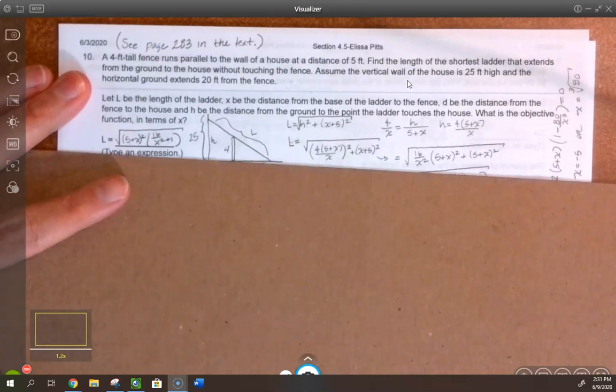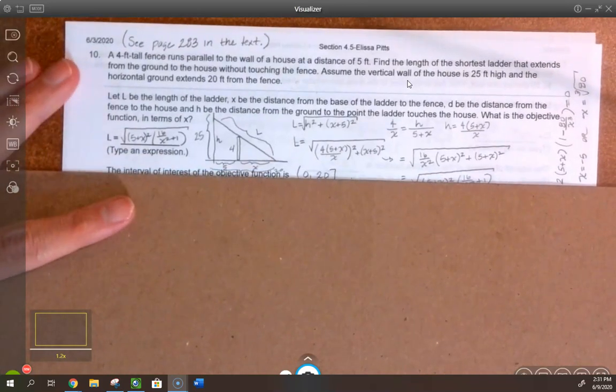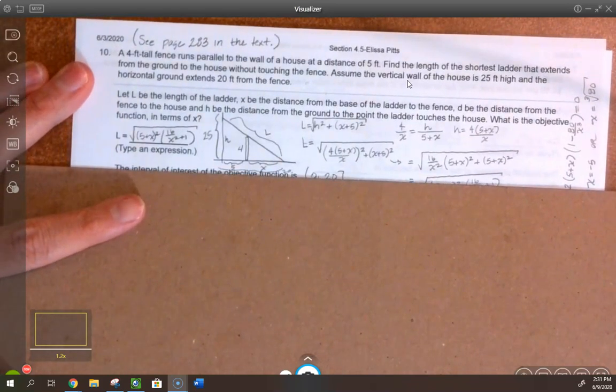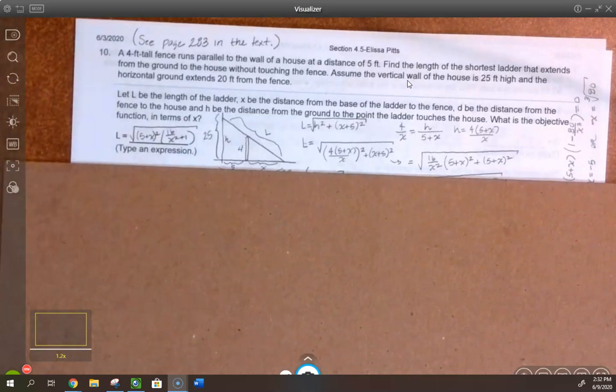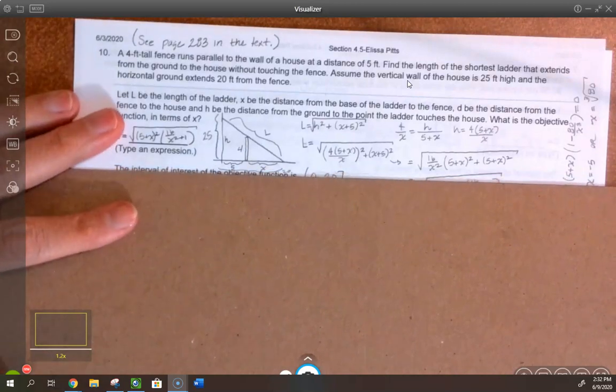So I think this is hard to draw because I just think it's a little bit hard to follow. Maybe you can follow it fine. They tell us let L be the length of the ladder. So L, I tried to draw a picture there. X is the distance from the base of the ladder to the fence.